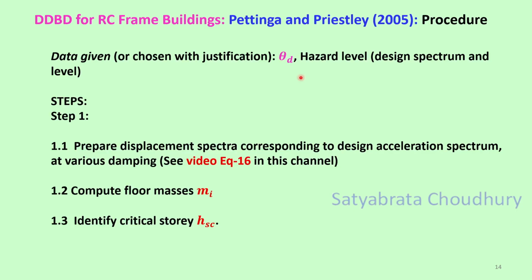That you'll choose depending on the functionality of the building. For a hospital building it can be 1%. For a residential building it can be 3%, 3.5%, etc. And apart from that, you have to consider the hazard level in terms of the design spectrum of the code. So you can use your Eurocode, you can use the IS code or any other code, and you select your level, 0.36g or 0.45g or something like that. That will designate your hazard level. So your starter is the design drift and the hazard level. And this step 1 is like this.